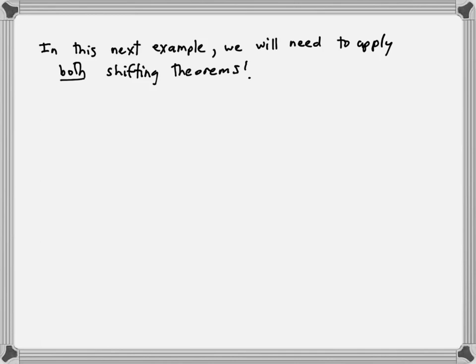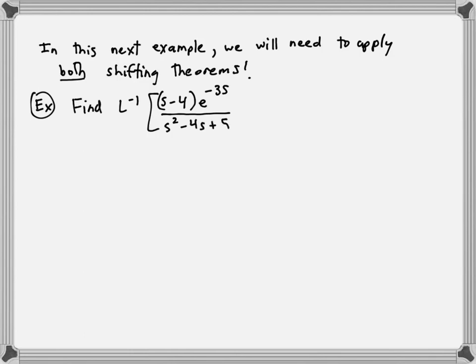And in fact, as you know from doing initial value problems this way, you're going to have to apply the Laplace and then the Laplace inverse to solve a problem. So you may actually have to use both theorems multiple times. All right, so let's go ahead and look at the example. I want us to find the Laplace inverse of s minus 4 e to the negative 3s over s squared minus 4s plus 5.